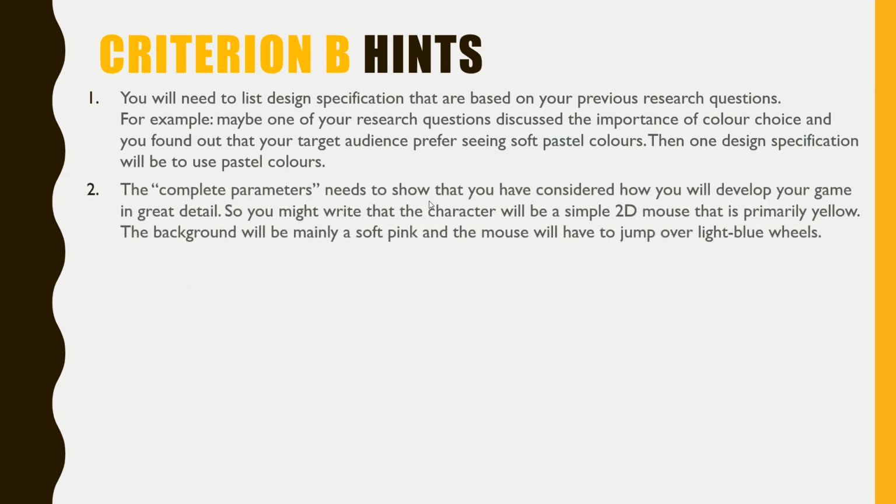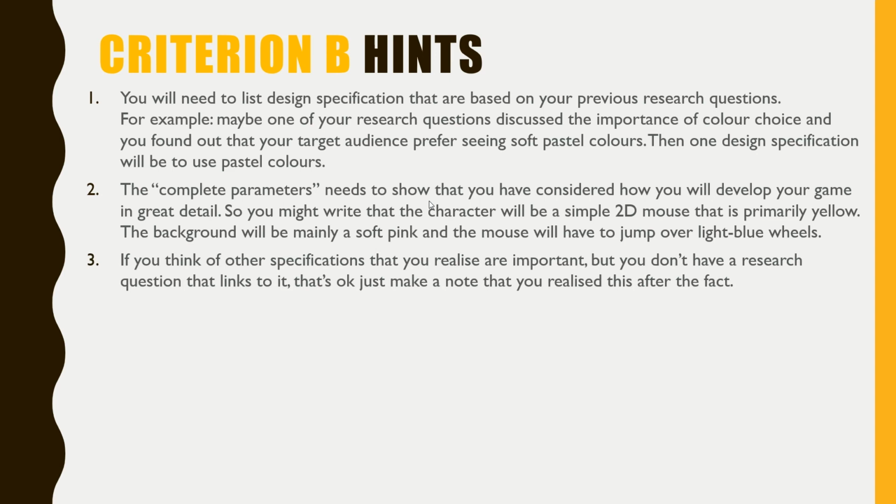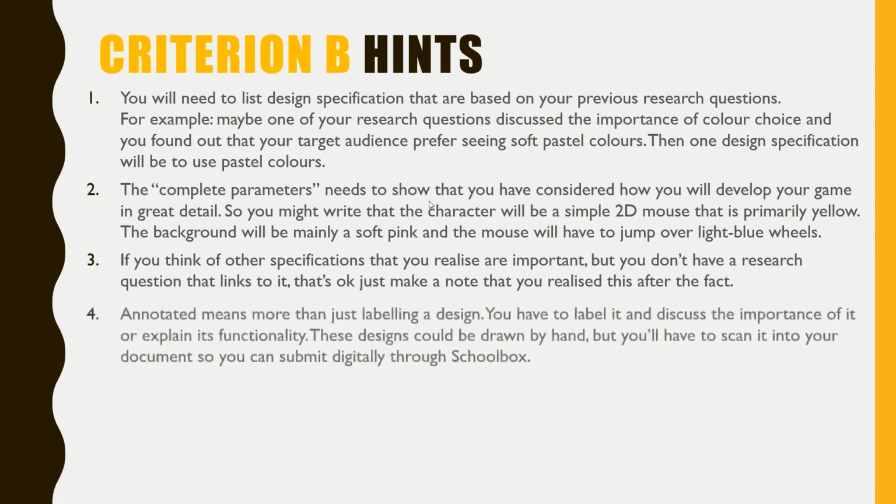The complete parameters need to show that you considered how you'll develop your game in great detail. So you might want to write that the character will be a simple 2D mouse that is primarily yellow. The background will be mainly soft pink, and the mouse will have to jump over light blue wheels, whatever it is. So it has to be complete about how the game is going to be built. If you think of other specifications that you realize are important, but you haven't done the research that links to them, that's okay, but just make sure you note that you realized this after the fact.